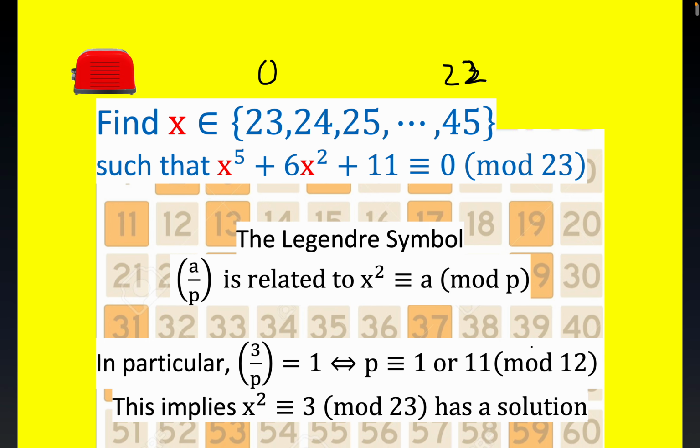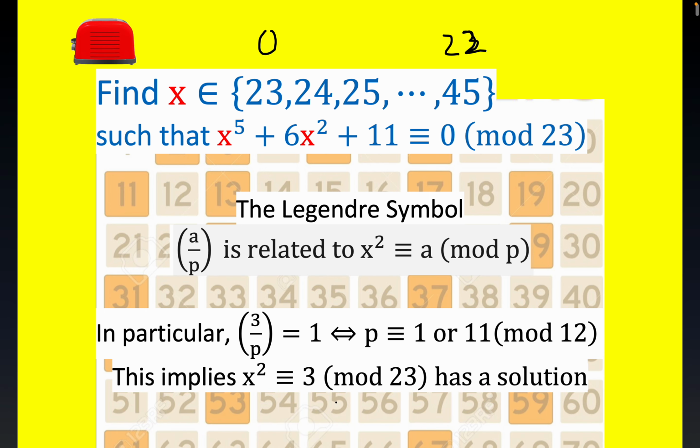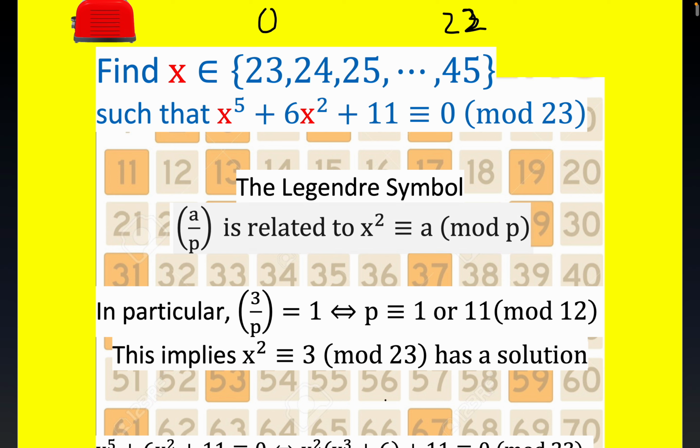So this implies that this congruence has a solution, because 23 is certainly congruent to 11 mod 12. So two different moduli are working here to help you determine when you have solutions. Again, this only tells you it has a solution. It doesn't tell you how to find it, but at least there's hope, because otherwise you would have to check 23 numbers, 0 through 22.